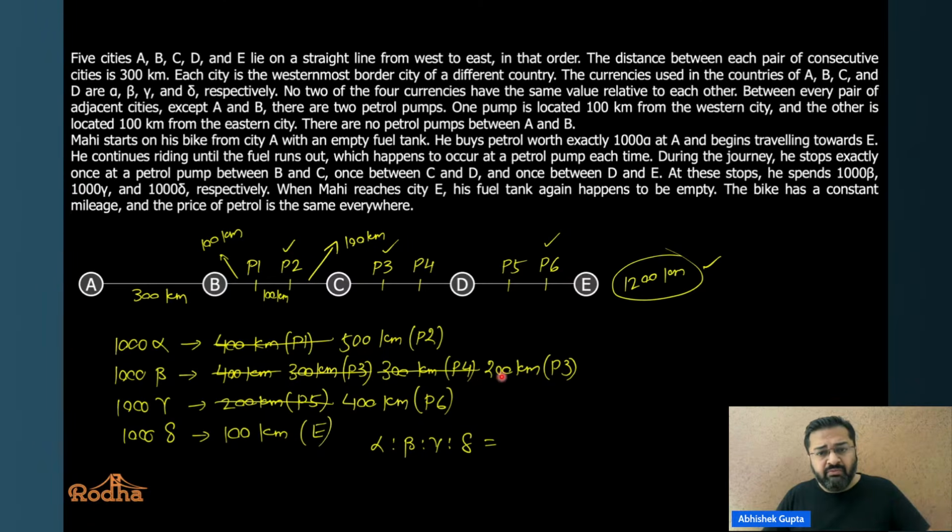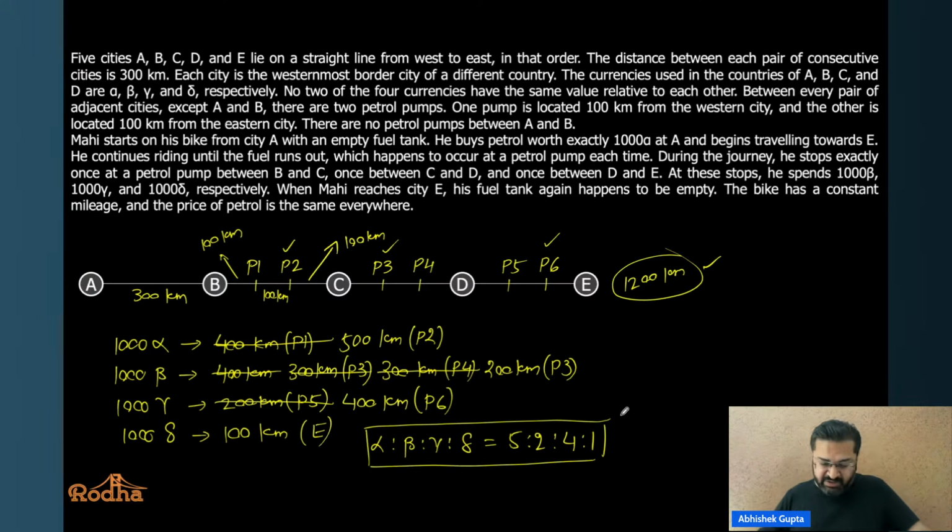कितना है? 500, 200, 400, 100. अब ये 0 0 तो कैंसिल हो जाएगा. So this value would be, so this is basically the result that we have got here.